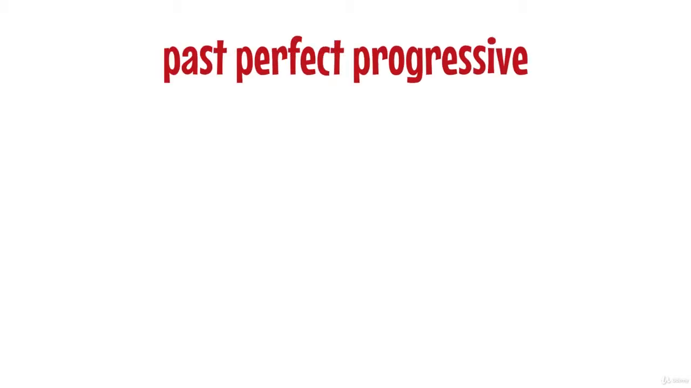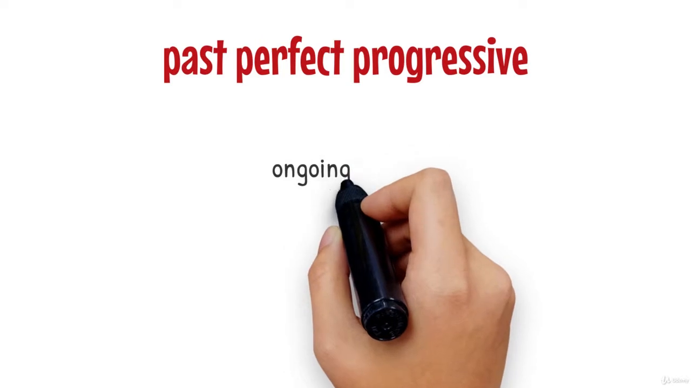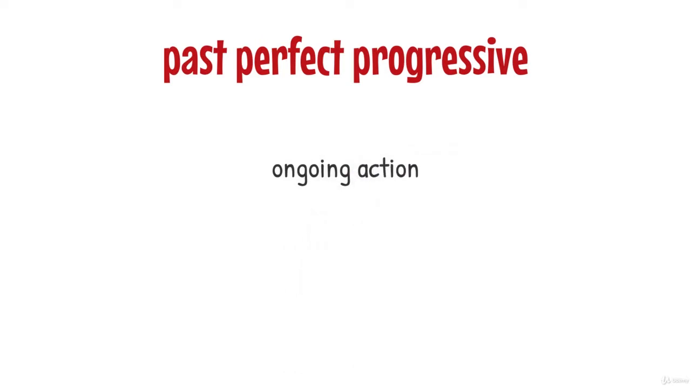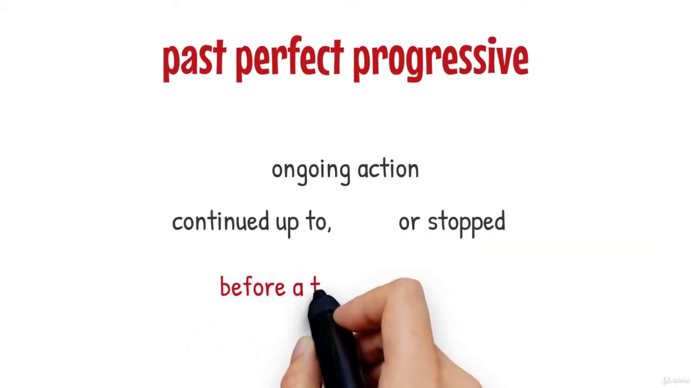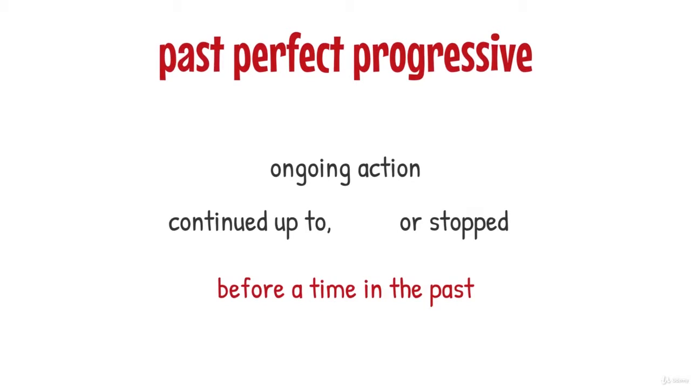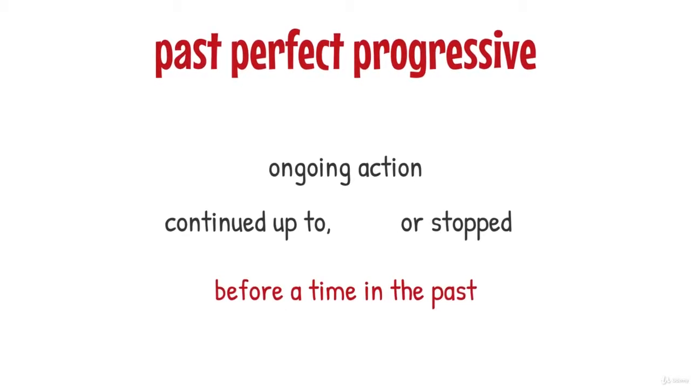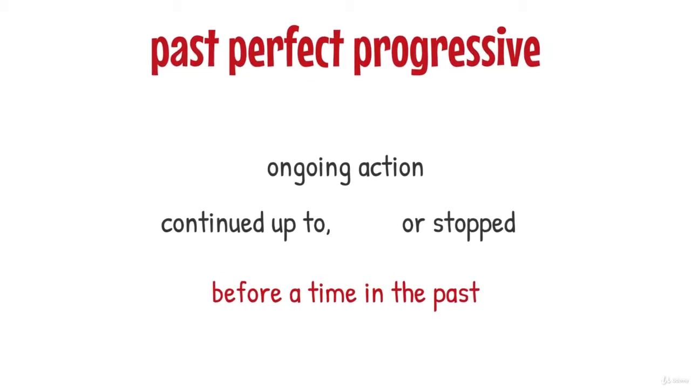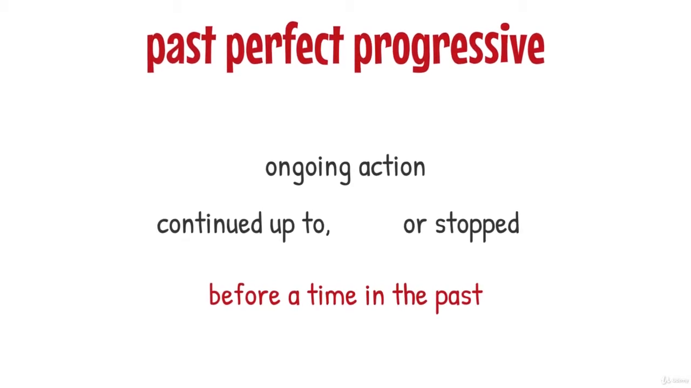In a nutshell, we use past perfect progressive to describe an ongoing action which continued up to or stopped just before a time in the past. We'll talk about it later. And now, let's see what it looks like.